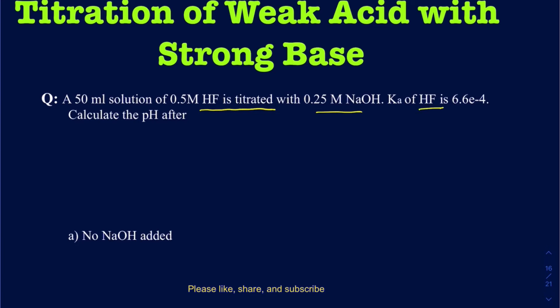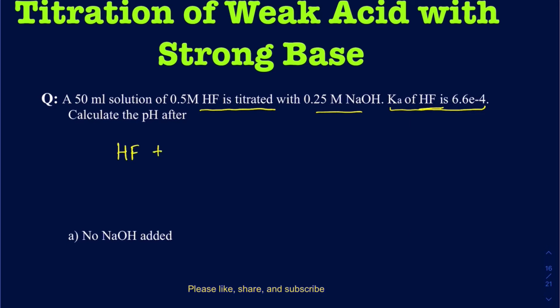So remember, HF is a weak acid, and in a given question, another way of figuring out if it's a weak acid or a strong acid: if they give you the Ka, that means it's got to be the weak acid. So before I do anything, I want to go ahead and write down the balanced equation between the acid and the base.